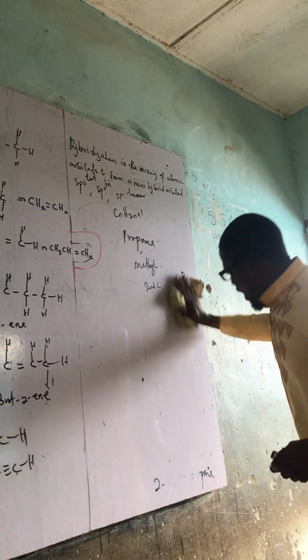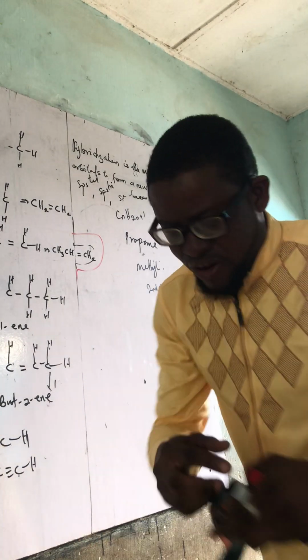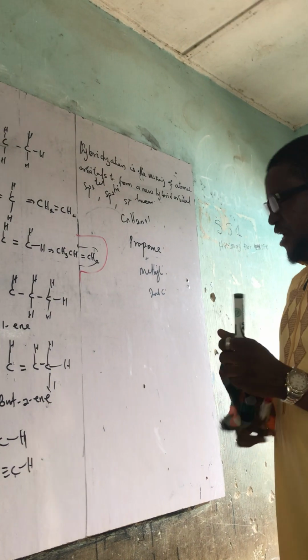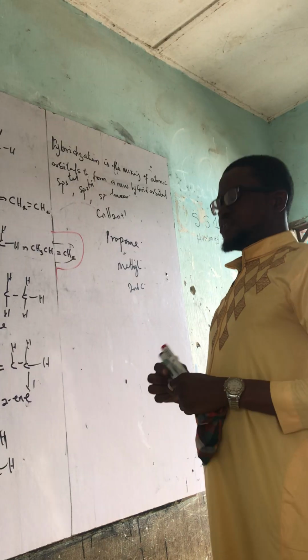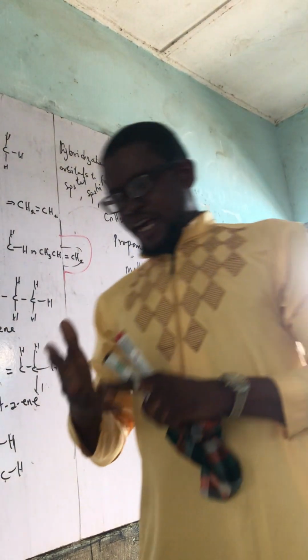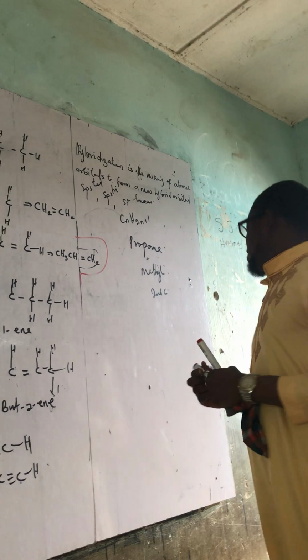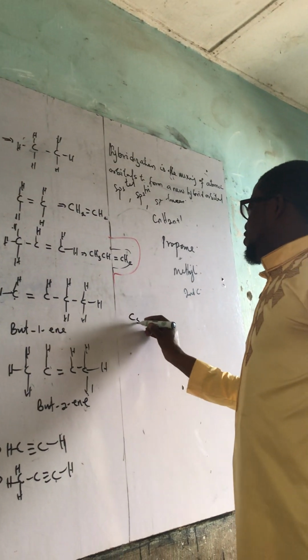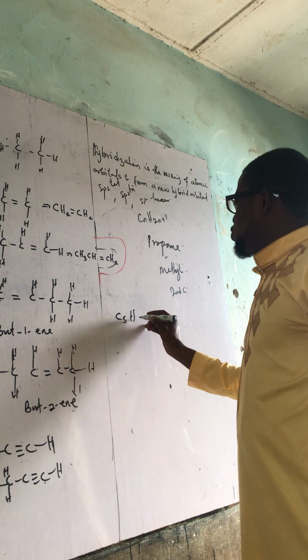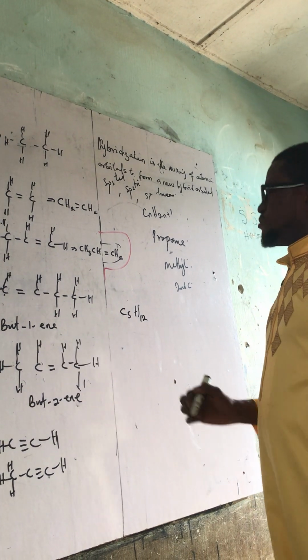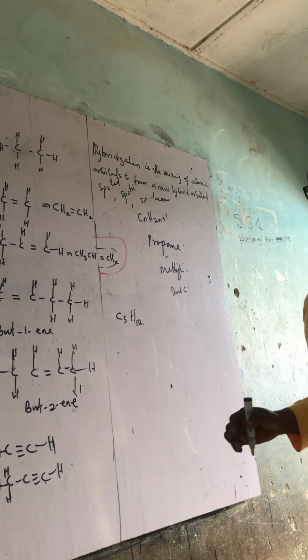Now, I want to pick another alkane family. Let's say pentane now. Pentane. Methane, ethane, propane, butane, pentane. That is C5. So C5H12, because it's going to be 2 times 5 plus 2.